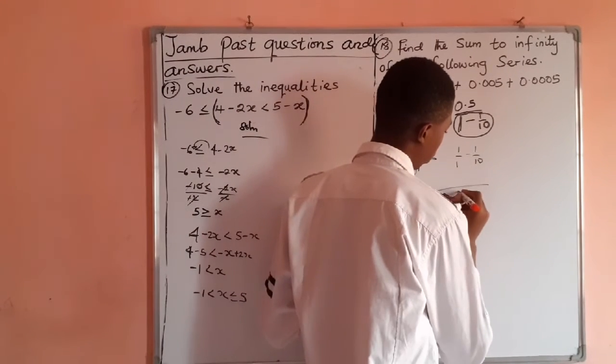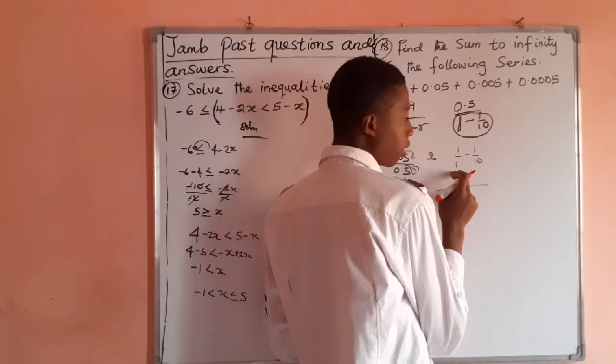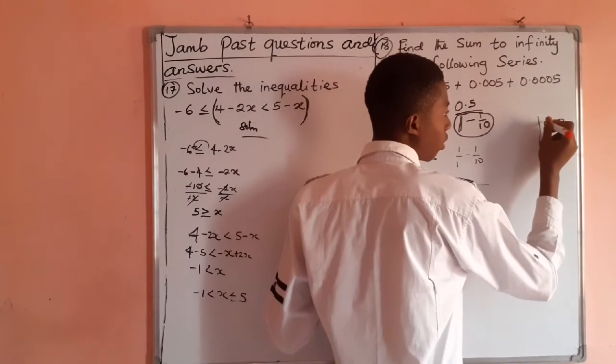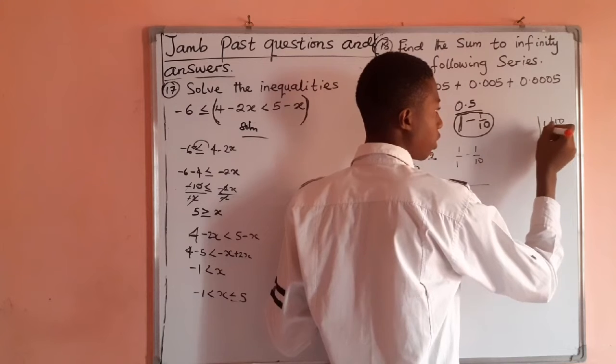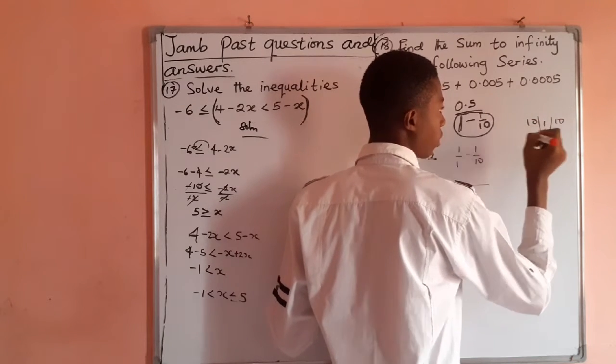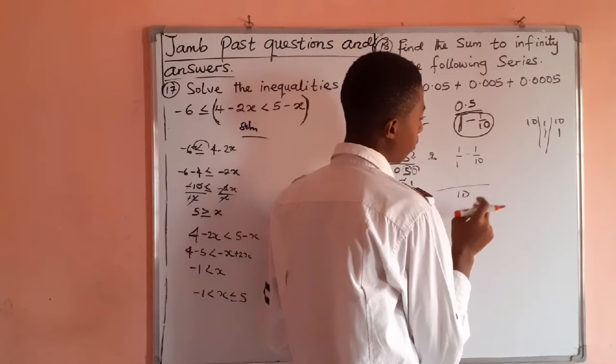The LCM will be giving you what? 10. Because 1 and 10, you just draw your line, 1 and 10. This is already 1, so anything divided will still give 1. So you just go straight to 10. 10 going 10 is 1. 10 going 1 is still 1. So our LCM is 10.